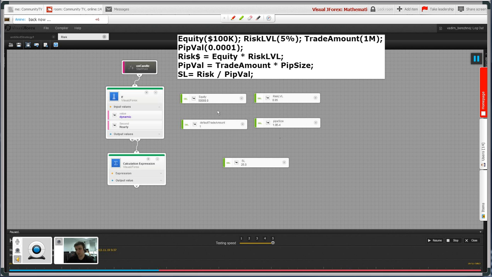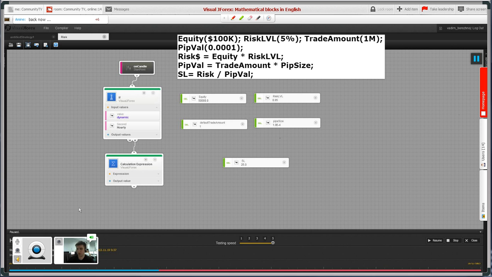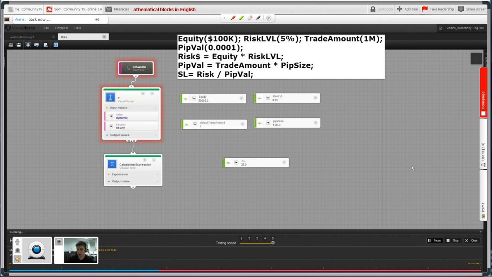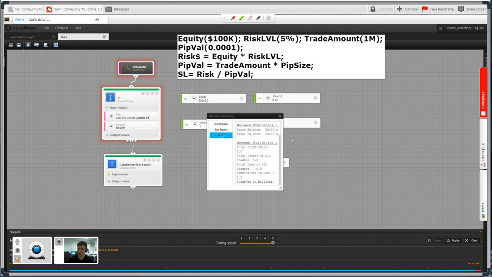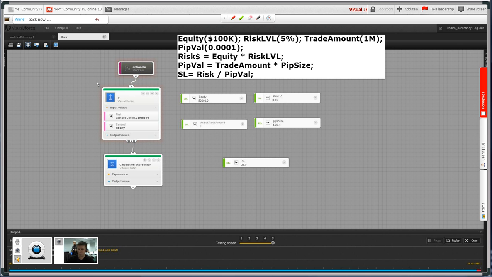So equity level 50,000, risk level 5%. That would give us 25 pip stop loss. If that stop loss is reached, then we will lose only 5% from our equity. That's okay. Let's change and see what happens. We'll finish the first test. Got it.